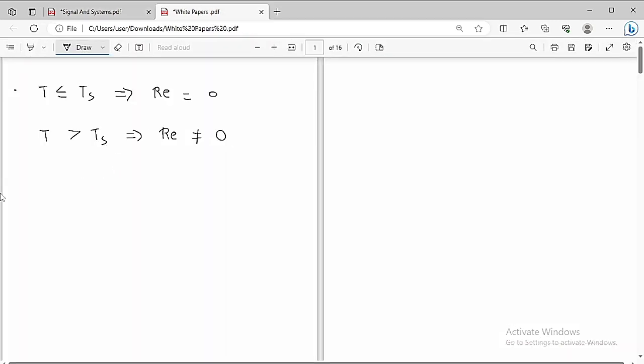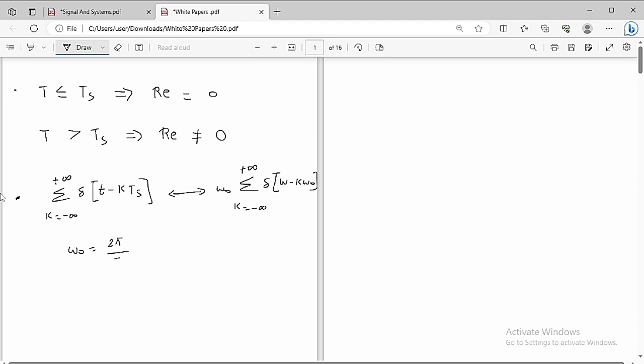I already told you what the impulse train is. It is the sum over k from minus infinity to plus infinity of delta of t minus kTs. Suppose we take the Fourier transform, what do we get? Omega naught times the sum over k from minus infinity to plus infinity of delta of omega minus k omega naught. What is omega naught? Omega naught is equal to 2 pi by Ts.